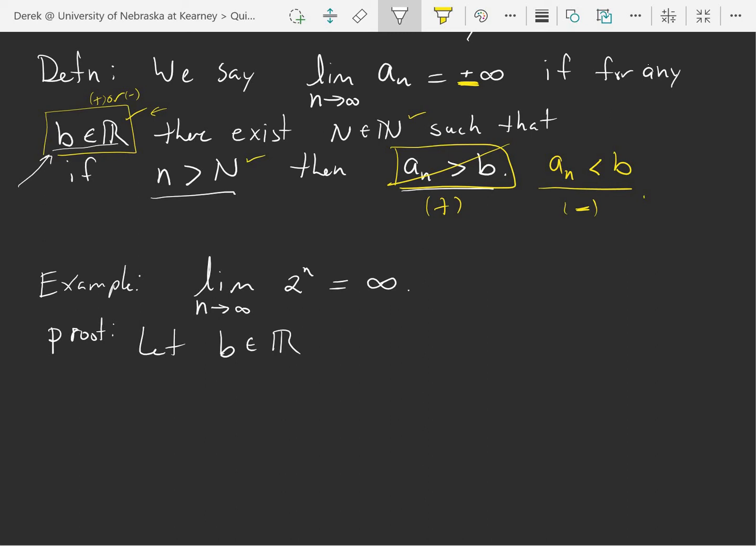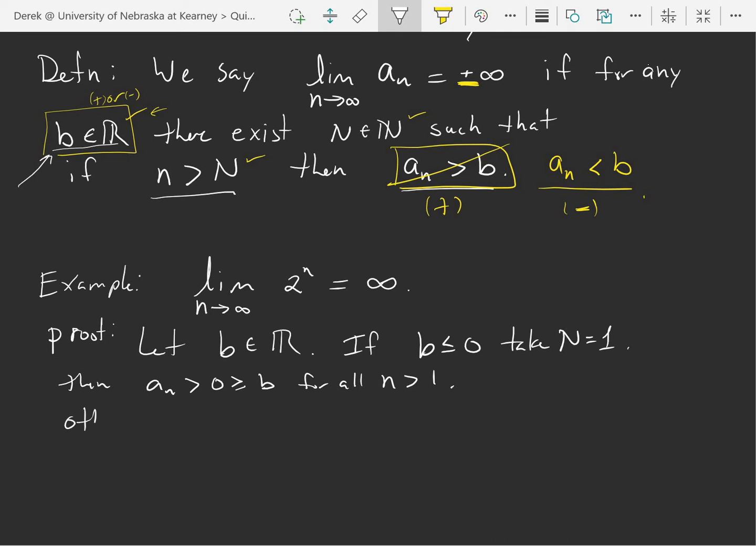So, well, there's kind of two cases here. If b is less than or equal to 0, I really don't have to do anything because our 2 to the n's are never less than or equal to 0, right? It's an exponential function. It's always positive. So if b is less than or equal to 0, take capital N equal to 1, then a sub n is bigger than 0, which is bigger than or equal to b, for all n bigger than 1. Okay.